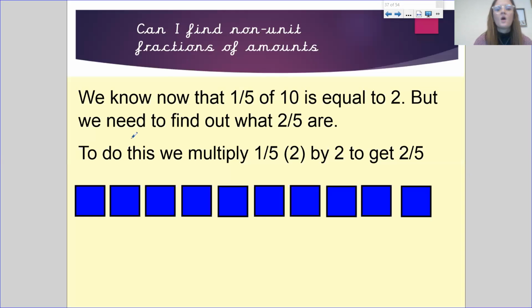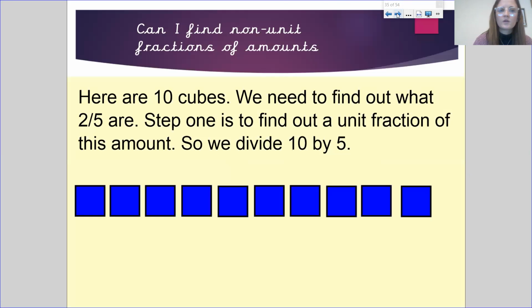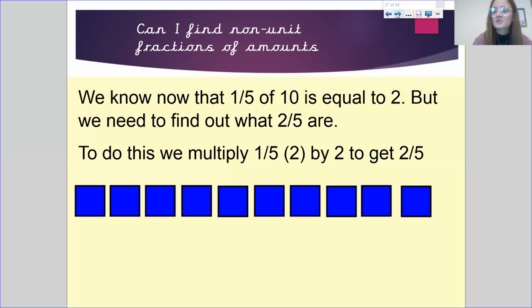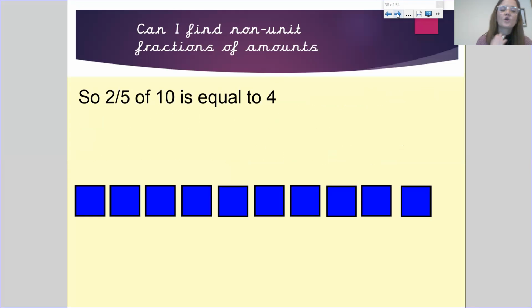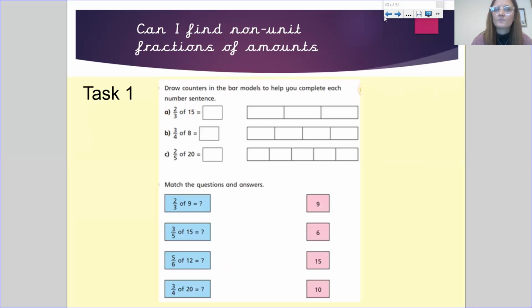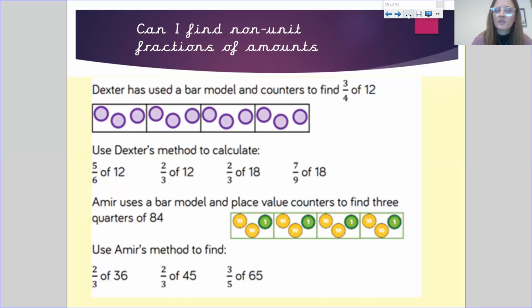So we know, this is obviously going back to this question with looking at finding 2/5 of it, and we have just spoken through this. We know that 1/5 of 10 is equal to 2, but we need to find out what 2/5 are. To do this, we multiply 1/5 by 2 to get 2/5. So 2/5 of 10 is equal to 4, and this is what we've just discussed together. So let's work out these ones, and I'm happy to do 1 or 2 of these with you. So I will do this first one here to help you, and then you can get on with the next ones, and then we will go on to our tasks.